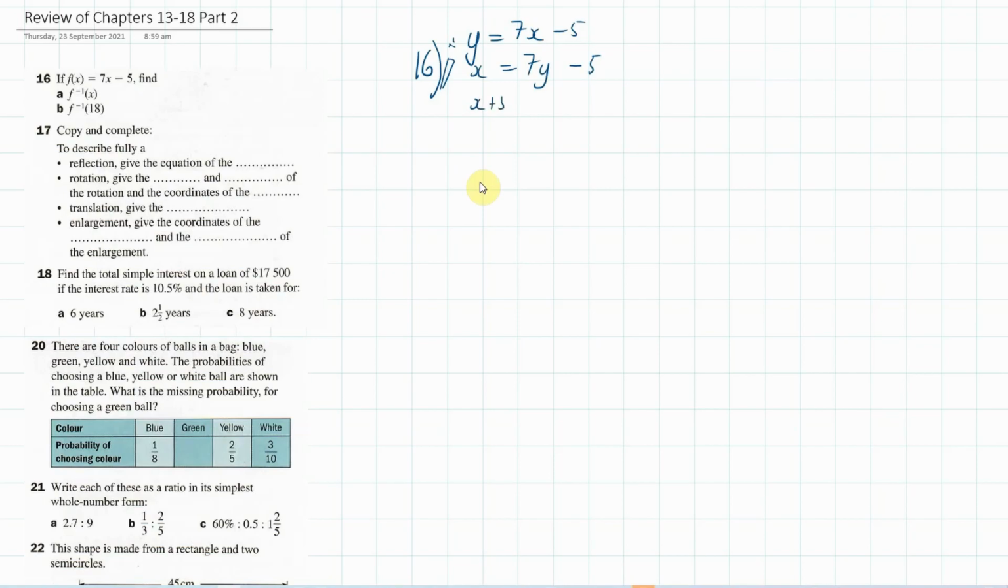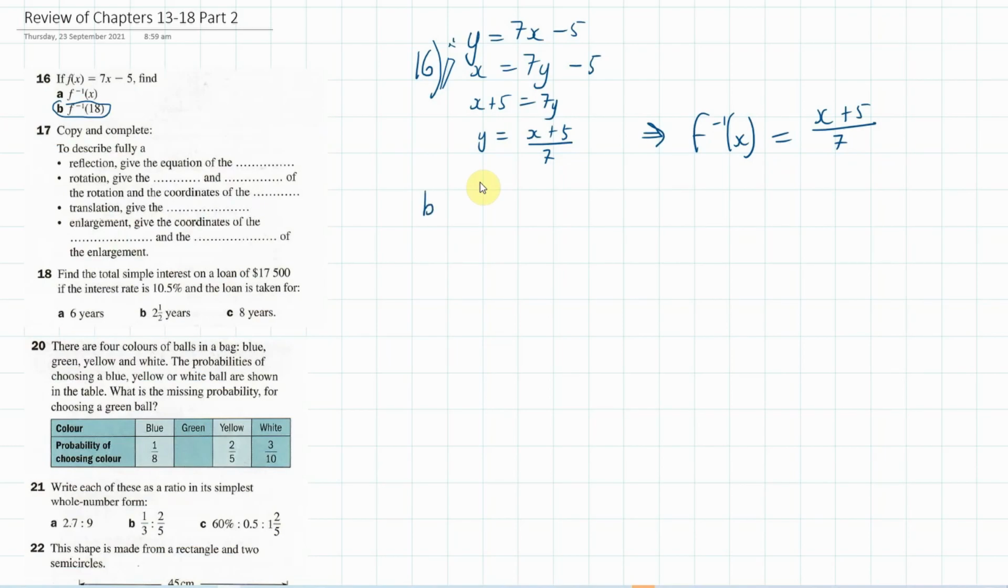So x plus 5 is equal to 7y. So y is equal to x plus 5 all over 7. And then the last step is we're going to write that in function notation. So we'd write it like this, x plus 5 all over 7. Now the second thing that we've got to do is put 18 into the inverse function. So you can see that we're going to go 18 plus 5, which is 23, divided by 7.